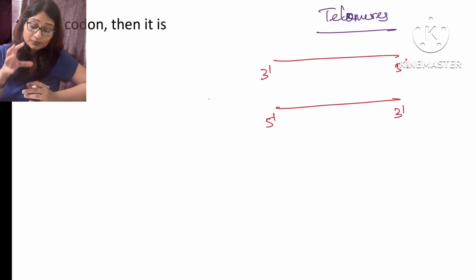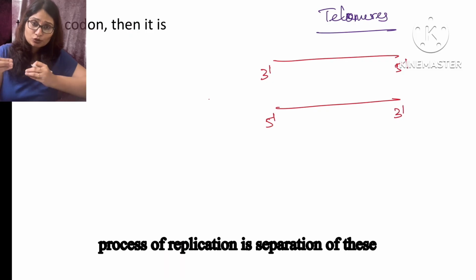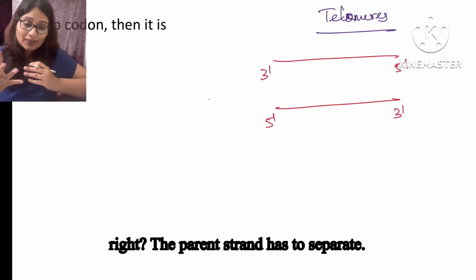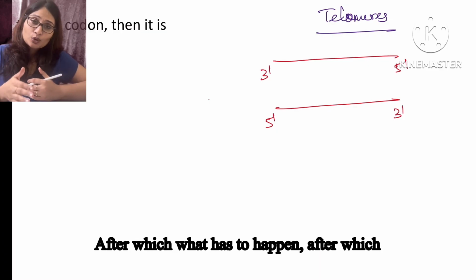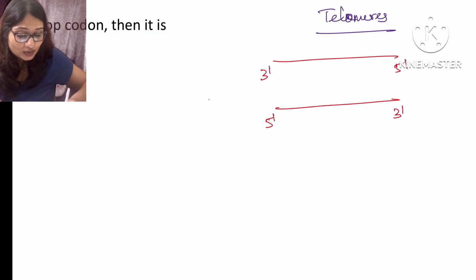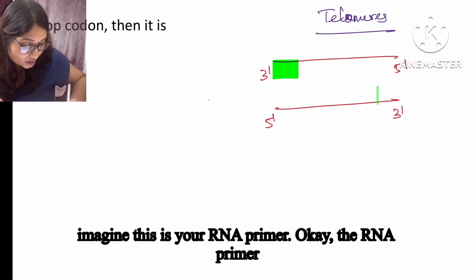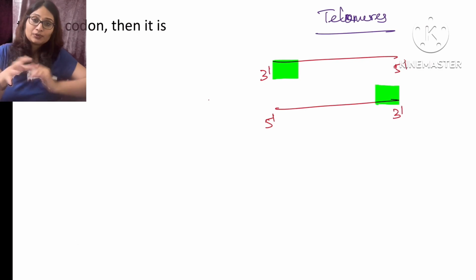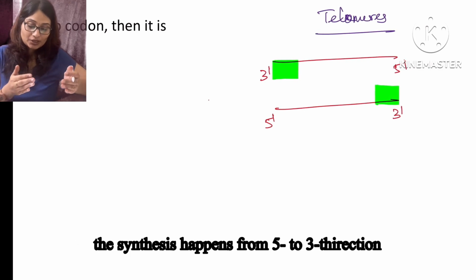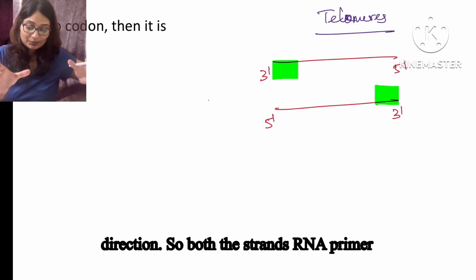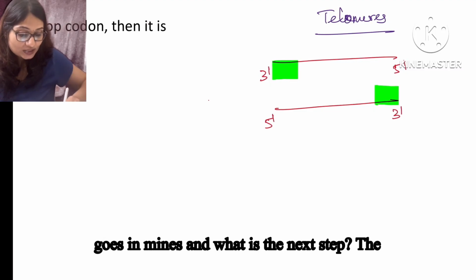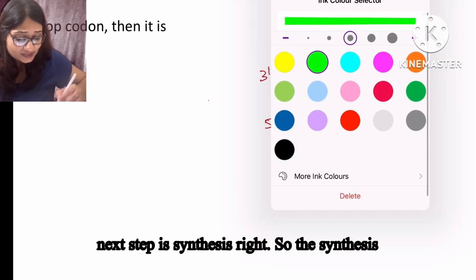The first process of replication is separation of these two strands, right? The parent strand has to separate. After which, your RNA primer has to bind. So imagine this is your RNA primer. The synthesis happens from 5' to 3' direction. So on both strands, the RNA primer goes and binds. And the next step is synthesis, right?